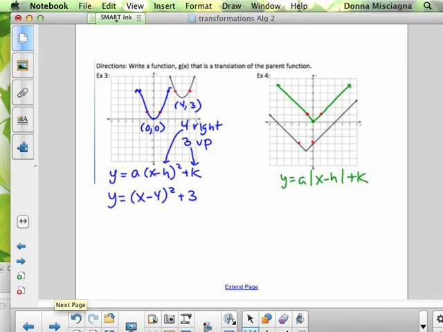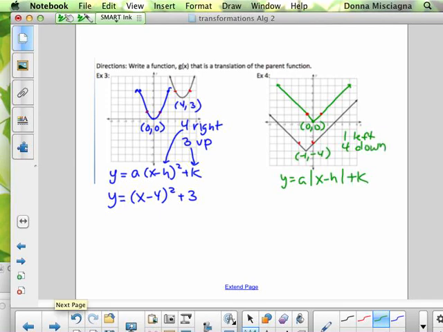Again, a is 1. They're the exact same size and shape. They're just in a new location. The vertex for the absolute value is at (0, 0). The vertex for our new absolute value function is at (negative 1, negative 4). All right, so if you look here, we went 1 left, and we went 4 down.